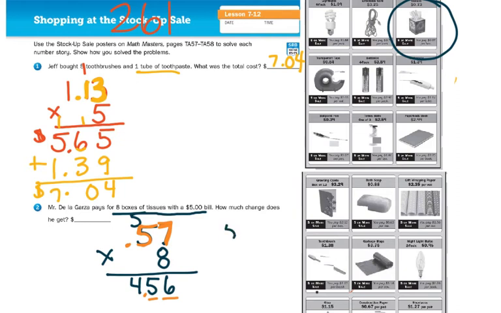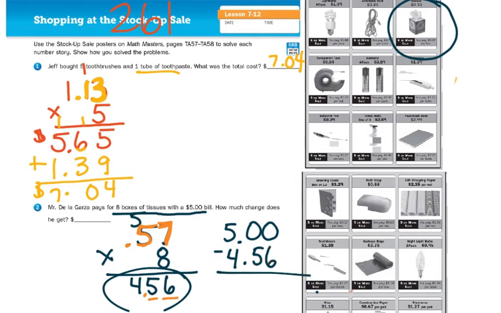So he hands the cashier $5. Write this in your math journal. It costs $4.50, so we're going to subtract that. Be careful because I cannot take 0 minus 6, so I borrow from the $5. I'm going to turn that into 10 dimes. I'm going to take one of those dimes and turn it into 10 pennies.